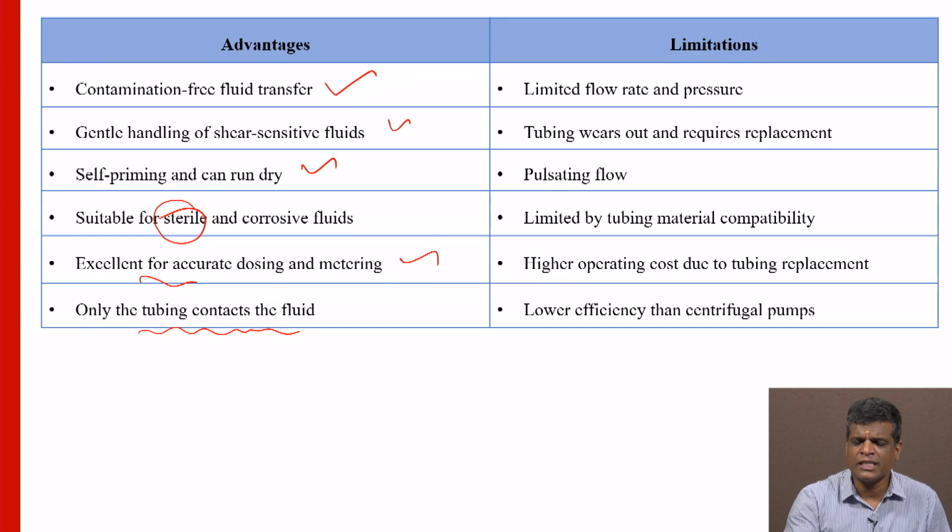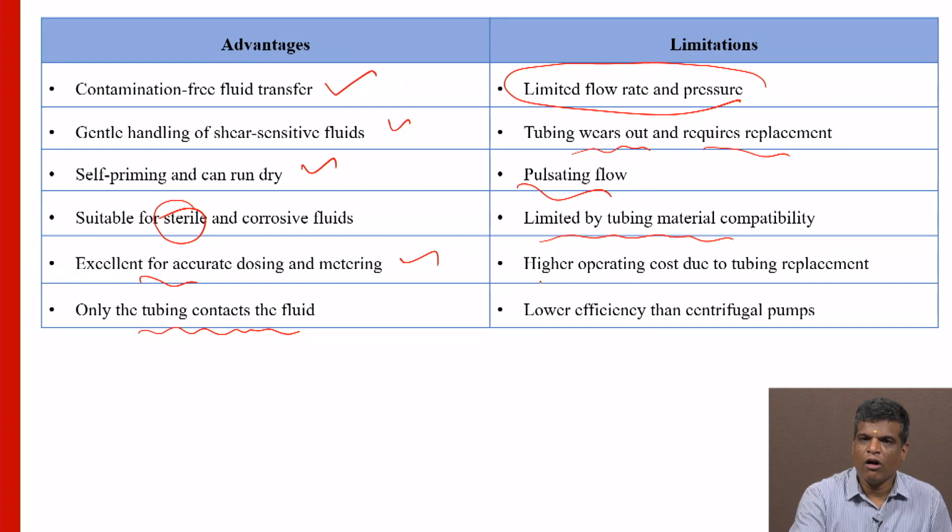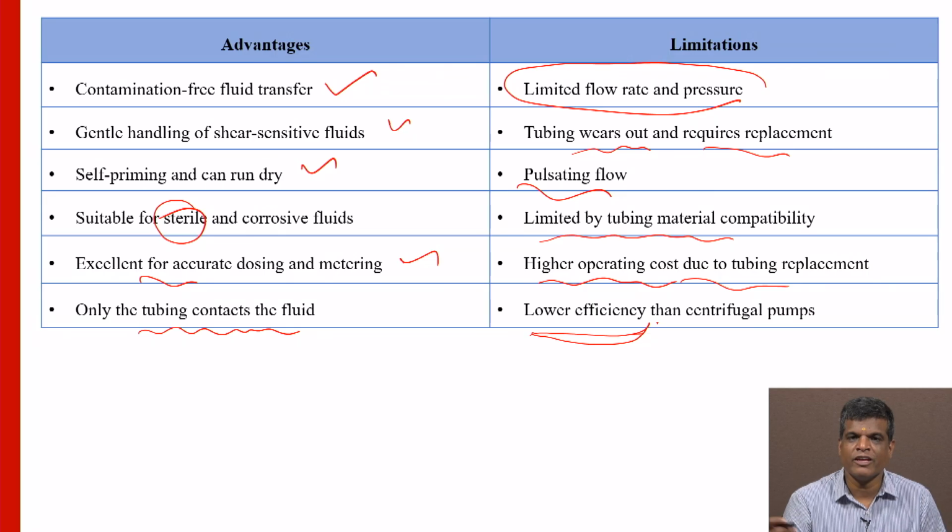So what are the limitations here? It only works at limited flow rate and limited pressure. The tubing sometimes wears out, sometimes we require replacement. Then sometimes it comes as a pulsating flow. Then limited by tubing material compatibility. Of course, if you want a tube replacement, the operating cost goes very high. But at the end of the day, the efficiency is lower compared to a centrifugal pump.